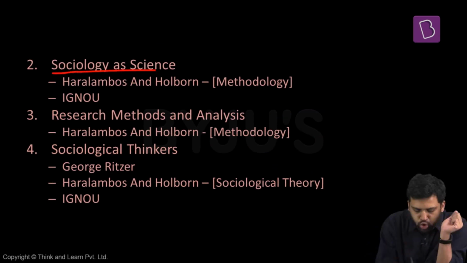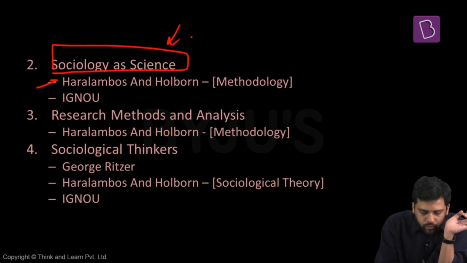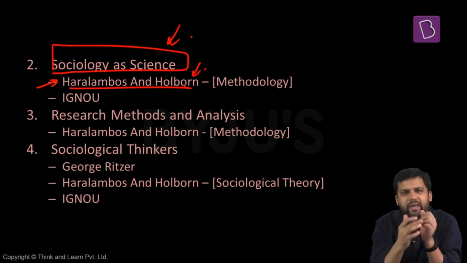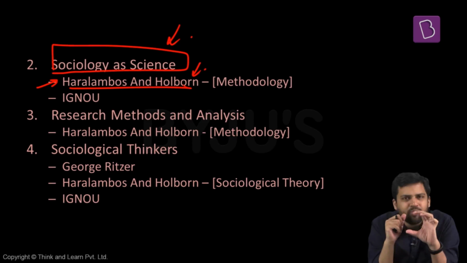Now coming to the next chapter, sociology as science. For this chapter, you will refer to Haralambos and Holborn. From now onwards, you will observe that this particular textbook will be coming again and again. Haralambos and Holborn, this textbook you should purchase. It's that voluminous thick textbook, blue in color.